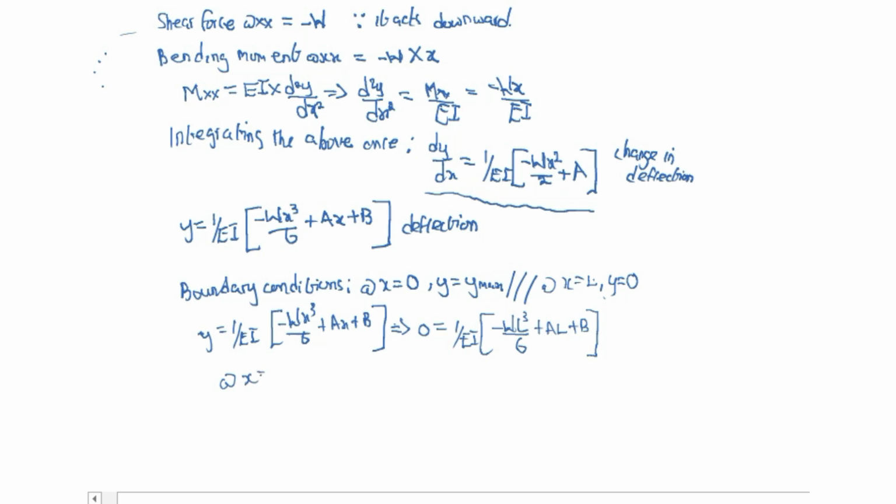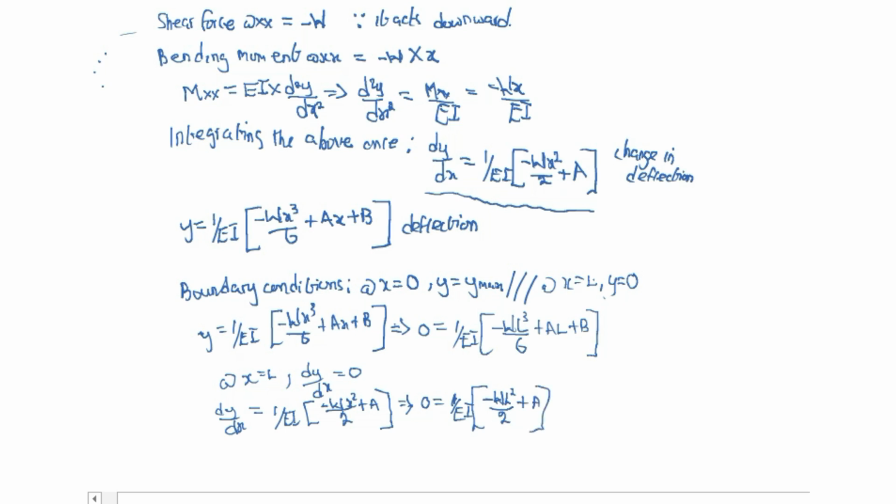Therefore, at x equal to L, the change in deflection would be equal to 0, and our equation says dy/dx is equal to 1 over EI times negative Wx squared over 2 plus A. But since x is equal to L, it implies that 0 is equal to 1 over EI into negative WL squared over 2 plus A.